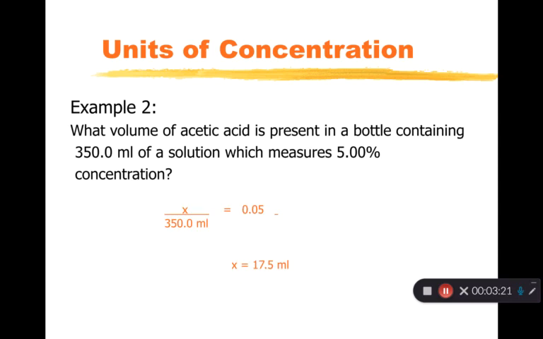So now you are going to do a little back calculation. You know that you have 350 mils of your total solution, so that goes on the bottom. You know that you have the ratio of the two are 0.05 because you divide the 5% by 100 because you get rid of the percentage. And then what they want to know is X. What was the initial volume of the acetic acid? So when you multiply 350 by 0.05, you get X by itself, and you get your 17.5 milliliters. They had 17.5 milliliters of pure acetic acid in there.